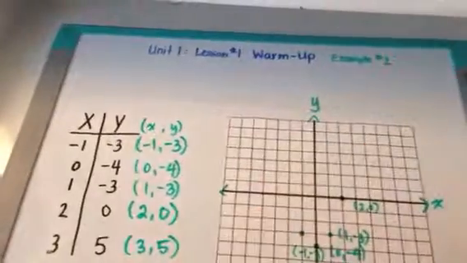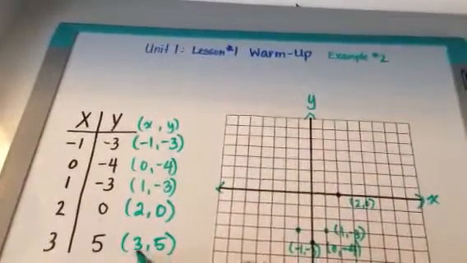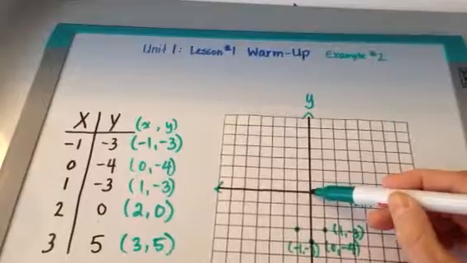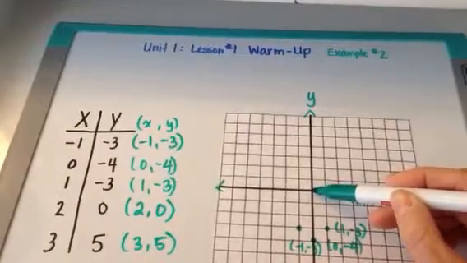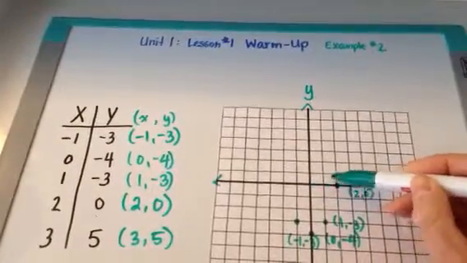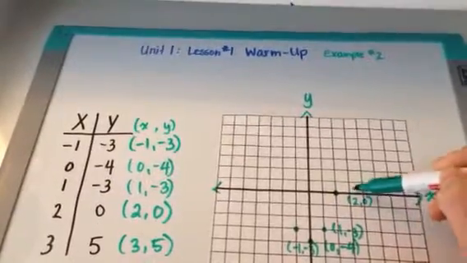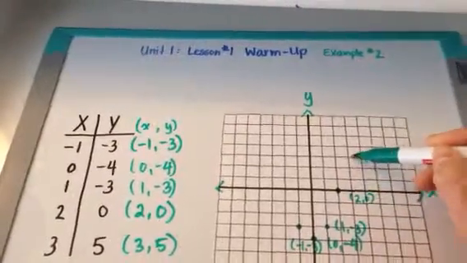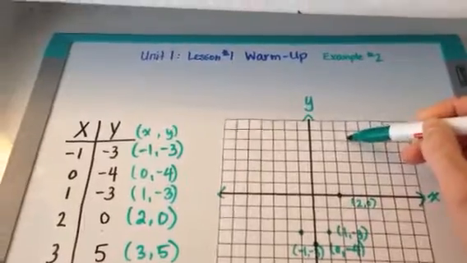And our last point that we have in our table of values is 3, 5. So once again, we start at the origin and we move over 3 on the x-axis first. 1, 2, 3, and then up 5. 1, 2, 3, 4, 5.